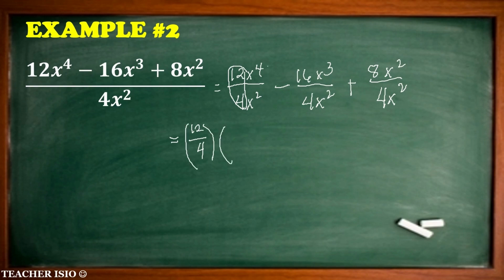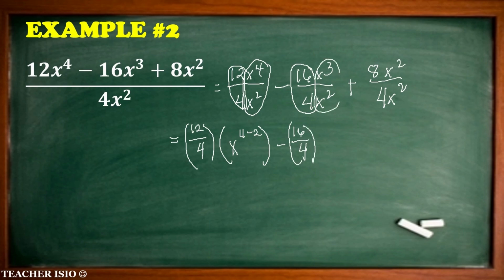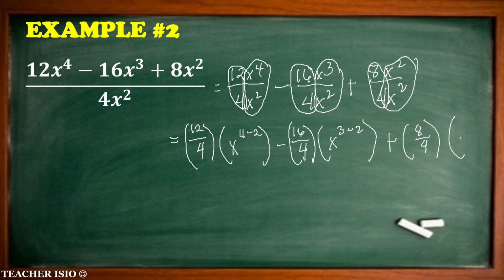And then, eto naman. So we have x raised to 4 minus 2. Let's continue. Minus, we have 16 over 4. Ito naman. X raised to 3 minus 2. Plus 8 over 4. Ito naman tayo. X raised to 2 minus 2. Let's continue.